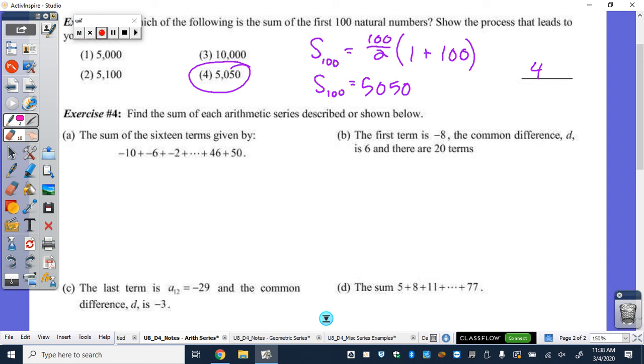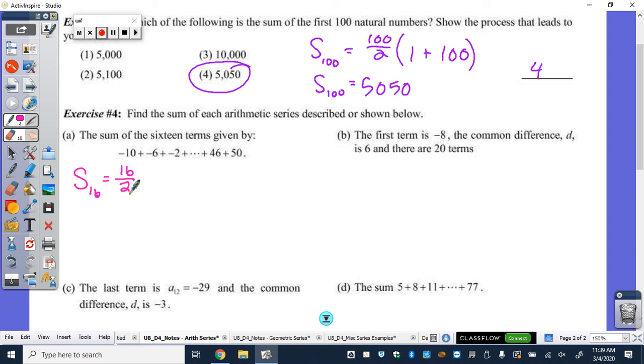So exercise 4, find the sum of each arithmetic series described or shown below. So we've got a few different kinds of situations we're going to run into here. So A, the sum of the 16 terms given by, and then they've got our series written out for us. So we're going to figure out the sum. How many terms do we have again? 16, so that's going to go in for our n. So it's S sub 16, and then 16 over 2.